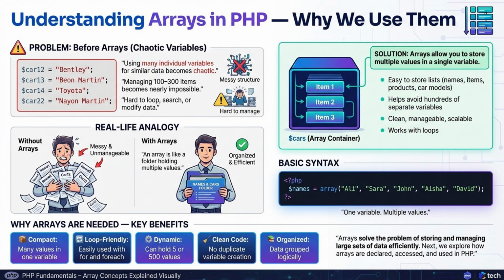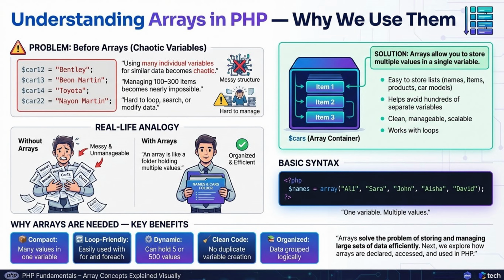Before arrays existed, managing multiple pieces of related data in PHP was extremely difficult because developers had to rely on creating many individual variables. For example, storing information about several car names required variables like $car12, $car13, $car14, and $car22. As the number of items grows from 10 to 100 or even 300, keeping track of all these separate variables becomes chaotic and nearly impossible to manage.